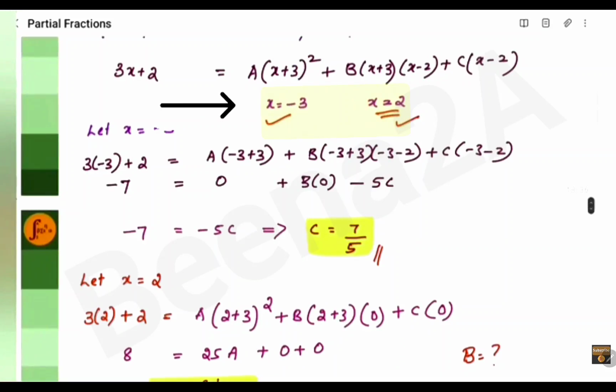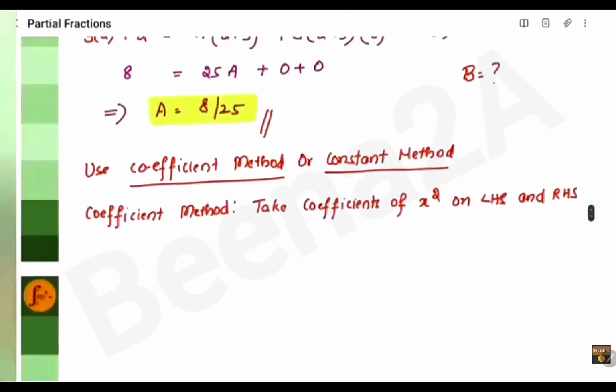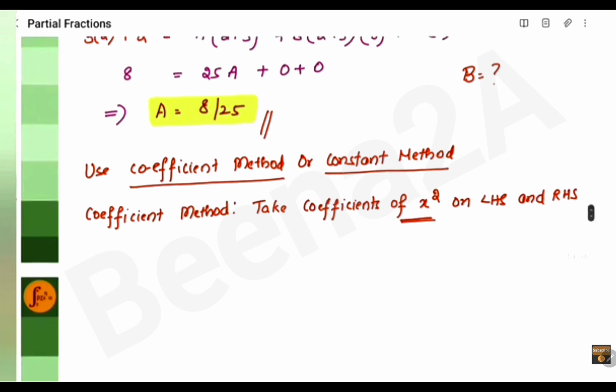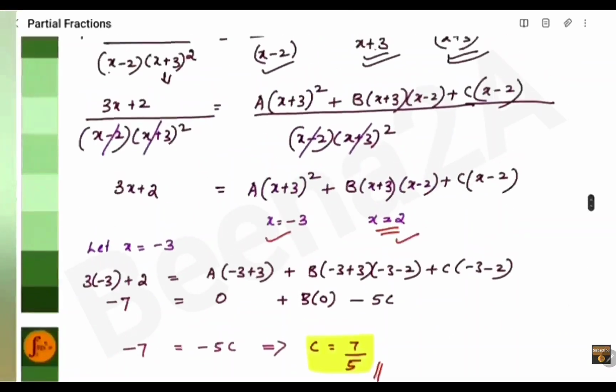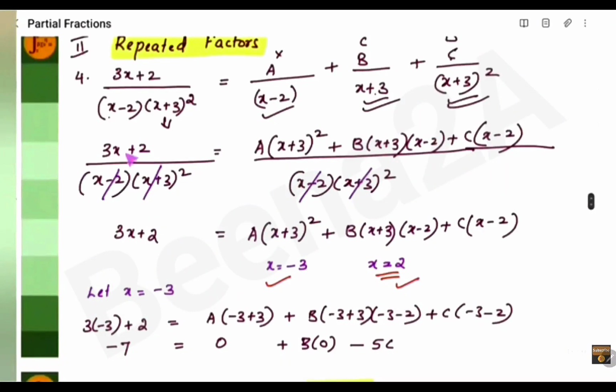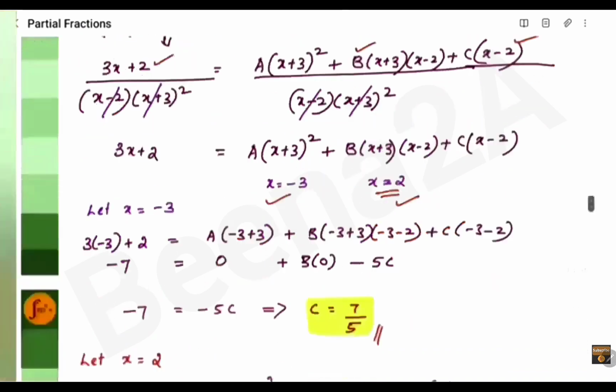So with these x values, we found values for a and c, but we still have to find the value of b. To find the value of b, there are two methods. Either we have to use coefficient method or constant method. Simple, what we have to do is take the coefficients of x square from this expression, and here also we take the coefficients of x square, and from the equation we find out the value of b. We can also use another method called as constant method, right? First let's figure out coefficient method.